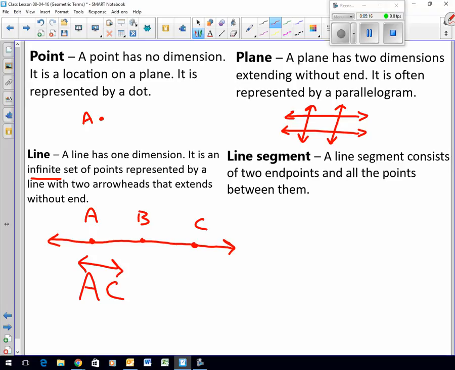A line segment, on the other hand, is like a line's cousin. You still have points. You can have points in between, A, B, and C. We'll continue with our A, B, C. But the line segment has two definite beginnings and ends, right? A line segment consists of two endpoints and all the points between them.